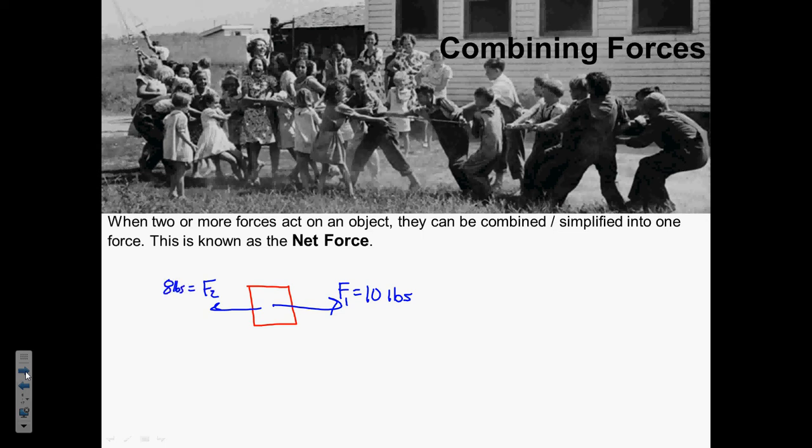The net force. This 8 cancels off part of this 10, and the net force is equal to 2 pounds. And notice I try to draw my arrows the right length. Bigger forces have really long arrows that show the magnitude. Smaller forces have smaller ones. So the net force is the total combined sum, the vector sum, of the forces.